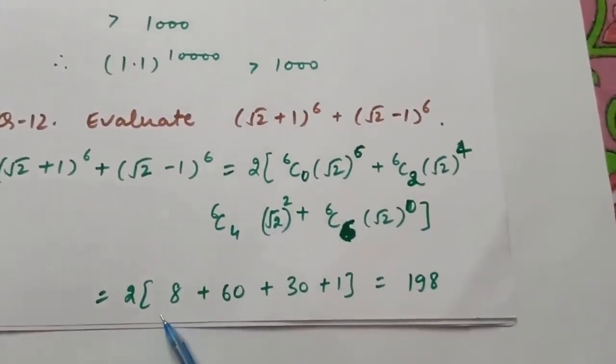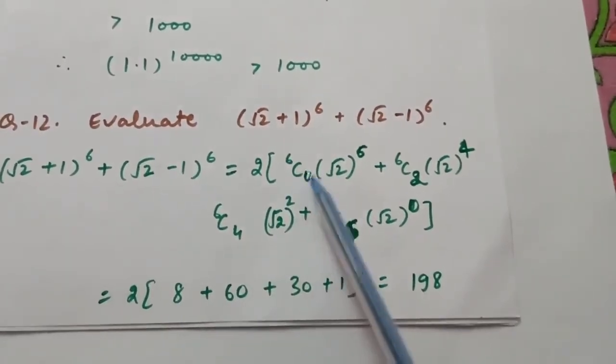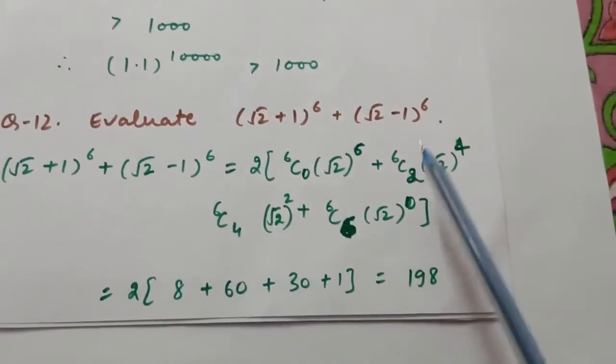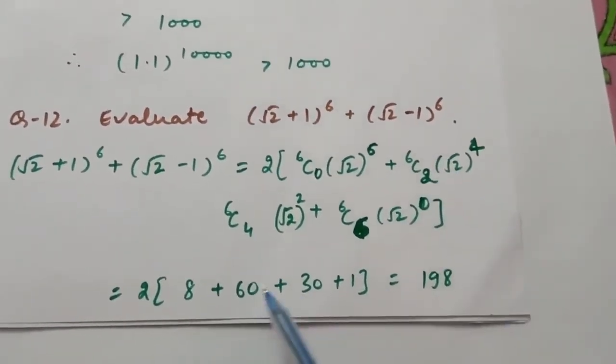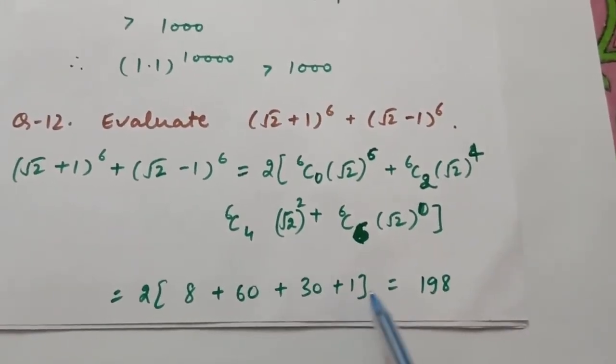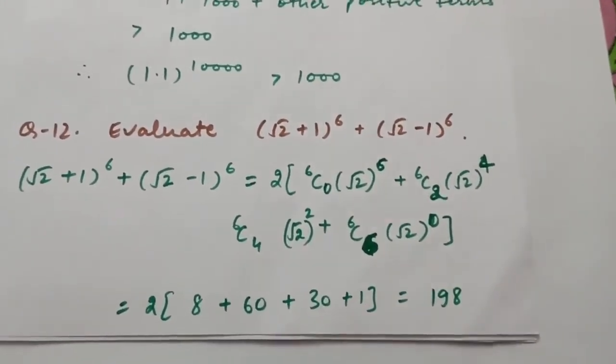So when you solve this, this is 1 root 2 raised to the power 6, which is 8 plus 6C2 into this. You will get 60 plus 30 plus 1, which is equal to 198.